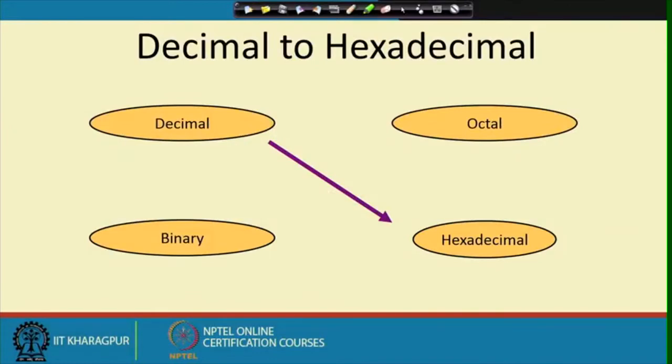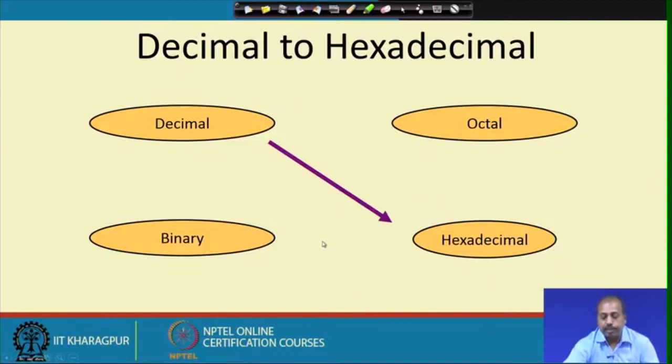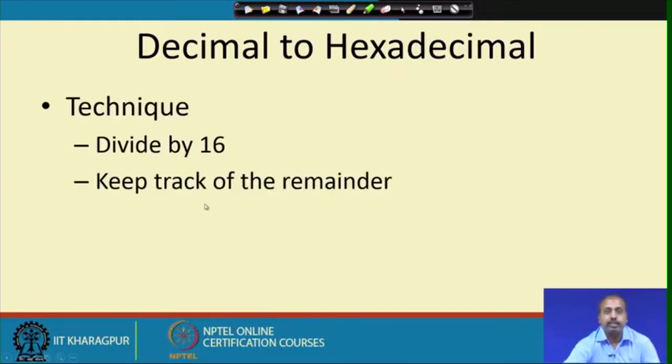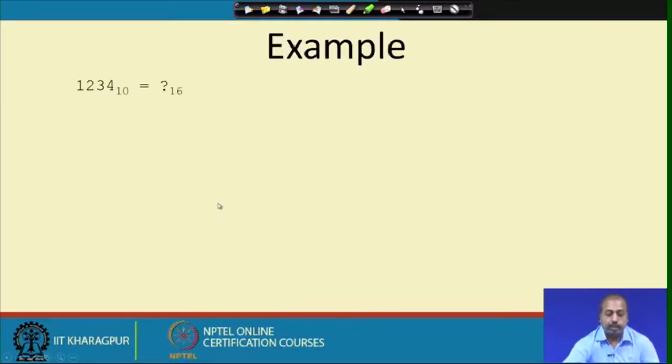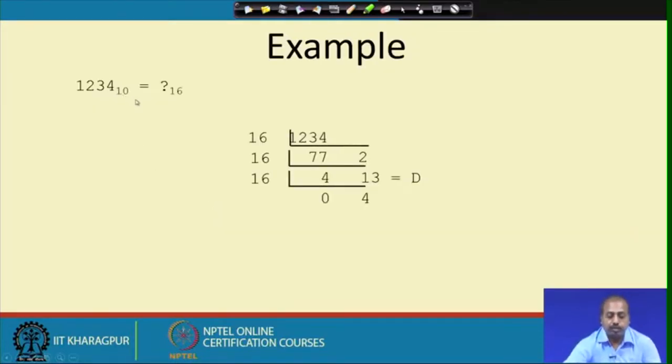Decimal to hexadecimal conversion. This is also similar in nature. Here we have to divide by 16, as you can understand by this time. In this base conversion, we will be dividing by 16 and keeping track of the remainder. So, 1234 to the base 10 converting to hexadecimal. The only thing is that the division becomes a bit complex.